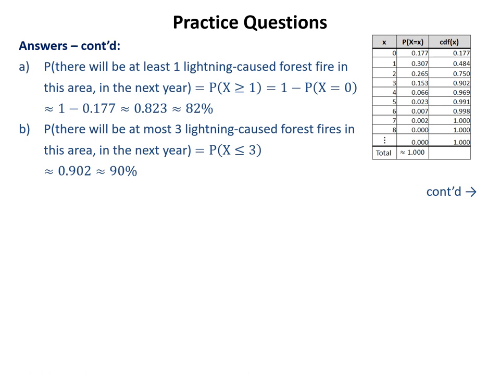For part B, we want the probability that there will be at most three lightning-caused forest fires in this area in the next year. That's equal to the probability that X is less than or equal to 3. And we can take that right off the table. That's just going to be the CDF for X equals 3, which rounds to 0.902, or to the nearest percent, 90%.